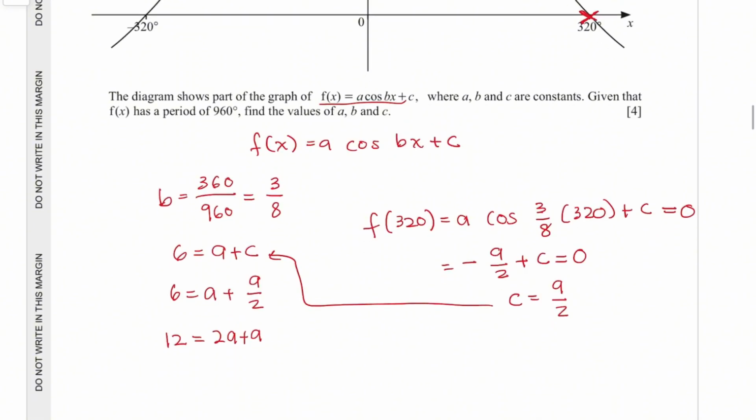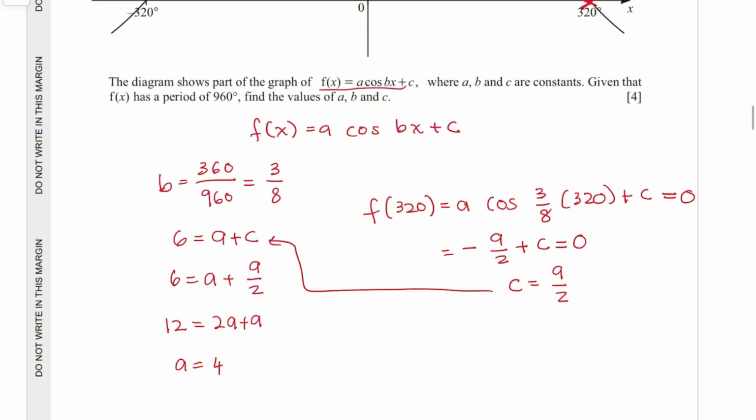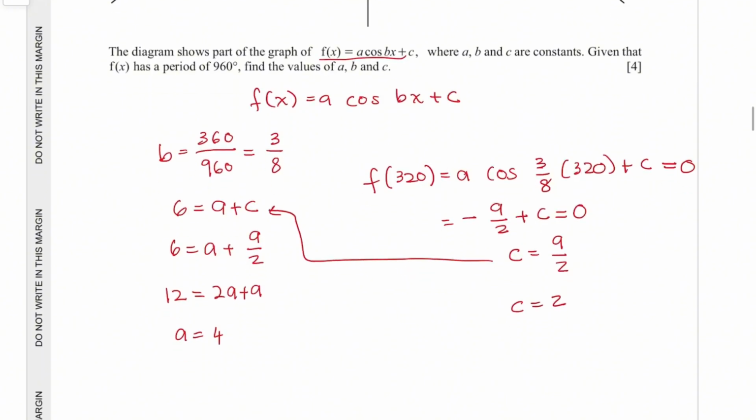That is 3a. 3a is equal to 12. Then a is equal to 4. Once I get a is equal to 4, then my c would be 4 over 2, which is 2. Right? So I got that my a is 4, my b is 3 over 8, and my c is 2.